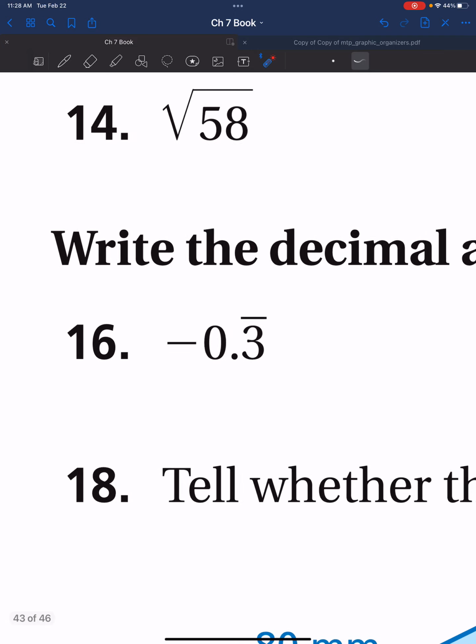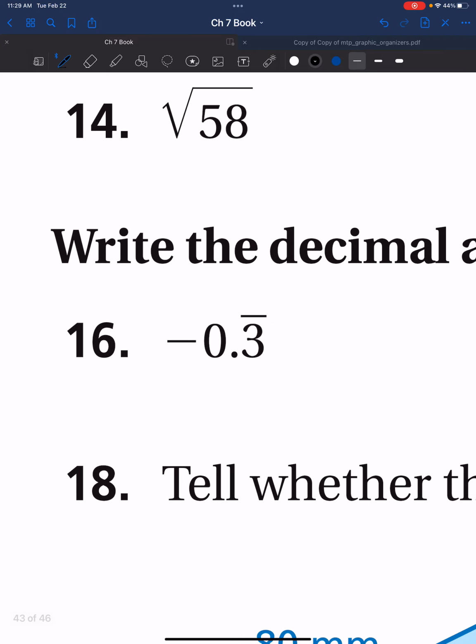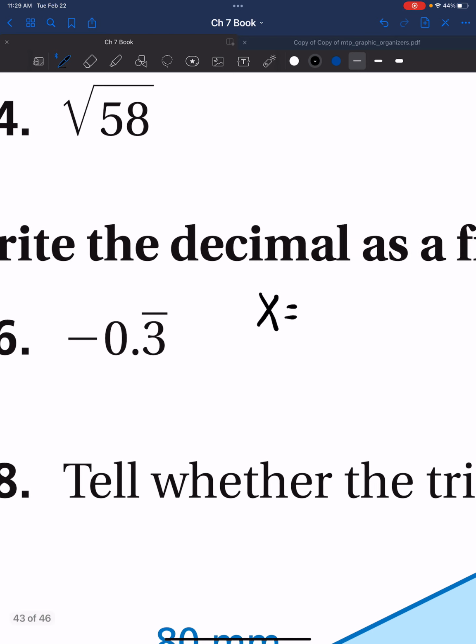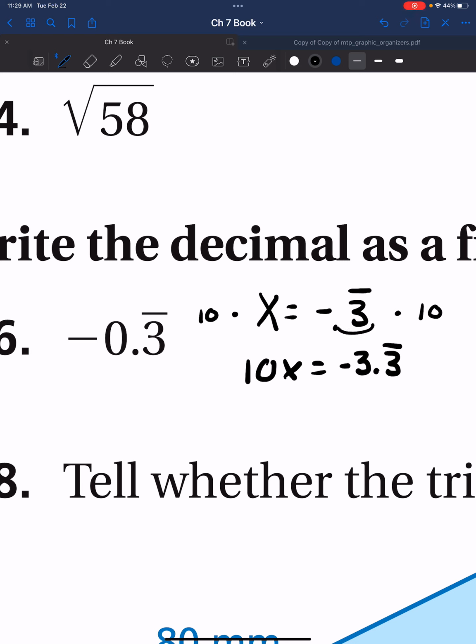Now let's do a quick little review. Step 1, set it equal to x. x equals negative 0.3 with a hat. Now multiply each side by 10, based on how many digits repeat. It's got one digit that repeats, so it's going to be multiplied by 10. So now I have 10x equals negative 3.3 with the hat, because it moves it over one place.